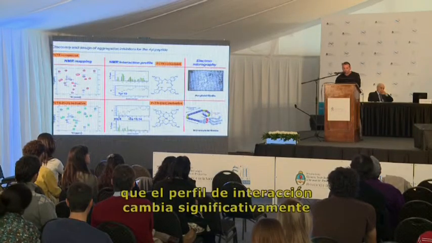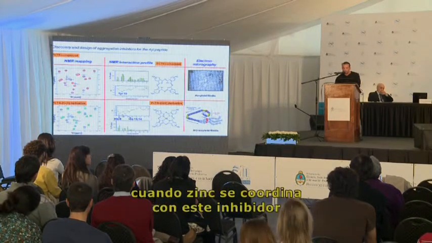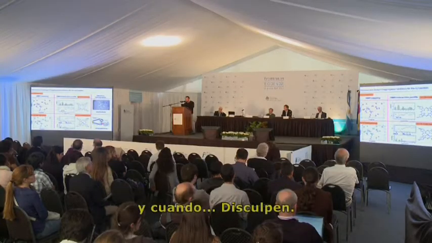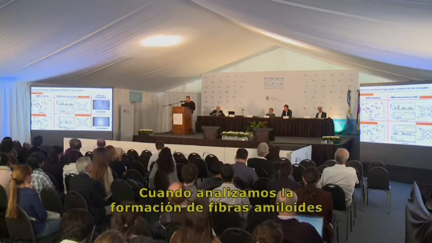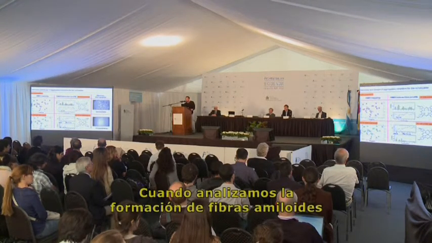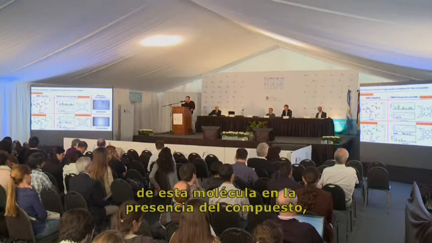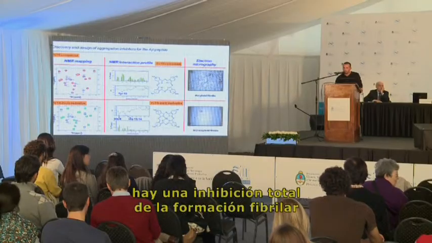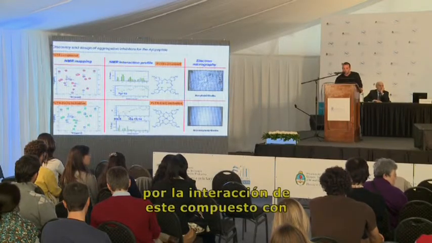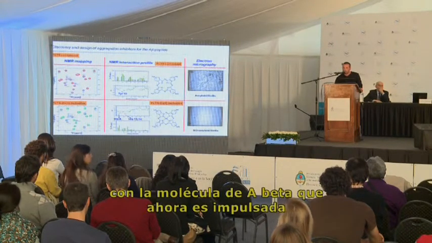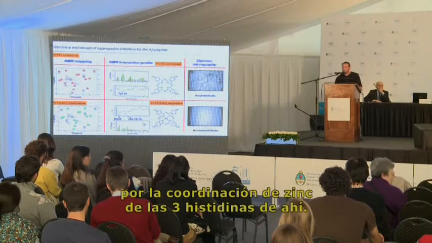And you can see here the interaction profile changed substantially when zinc is coordinated to this inhibitor. When we analyze the amyloid fibril formation of this molecule in the presence of this compound, there is a total inhibition of the amyloid fibril formation by the interaction of this compound to the A-beta molecule, that now is driven mainly by the coordination of zinc to the 3 histidines there.